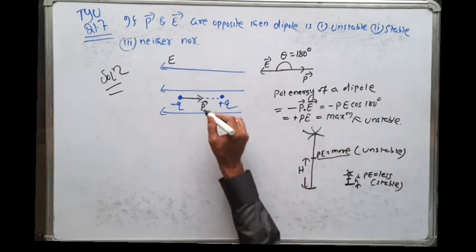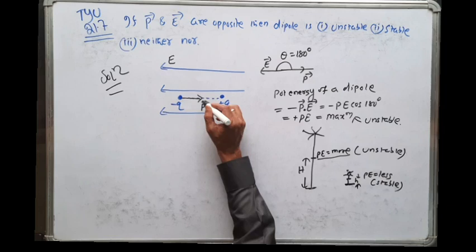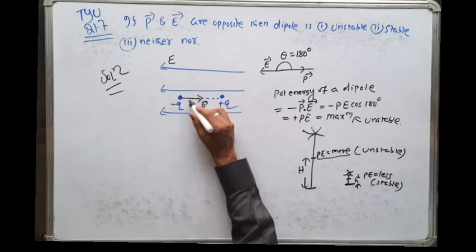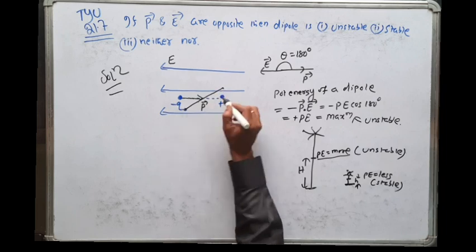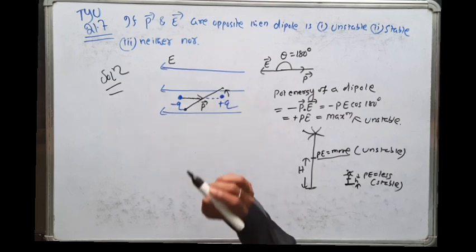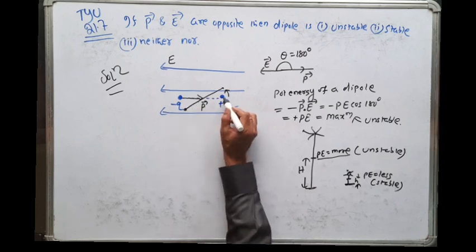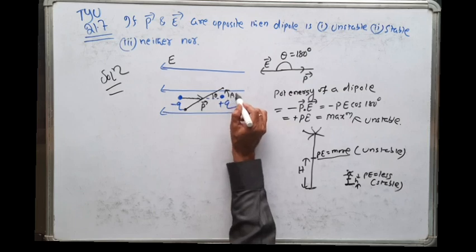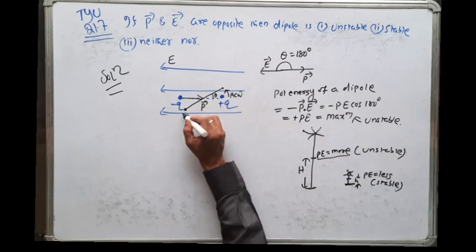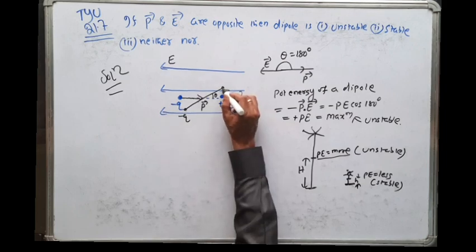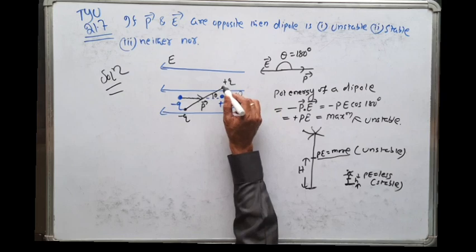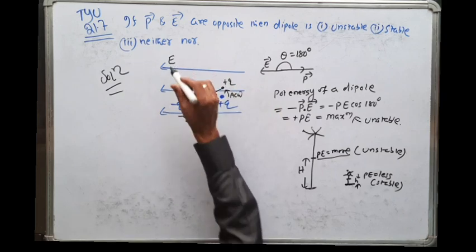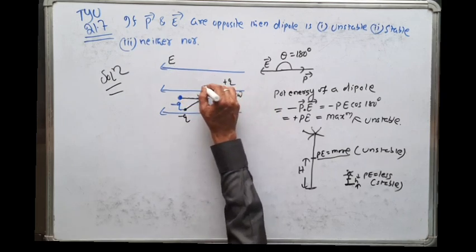Another. Suppose if the dipole is displaced by a small angle theta, towards which side? Towards the anti-clockwise direction. So what will happen? A torque will be developed. Here minus q will come downward and plus q will come here, and this positive charge will experience a force due to the electric field along the direction of the electric field.